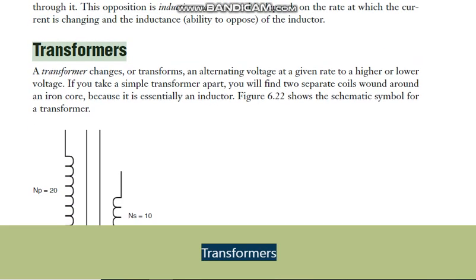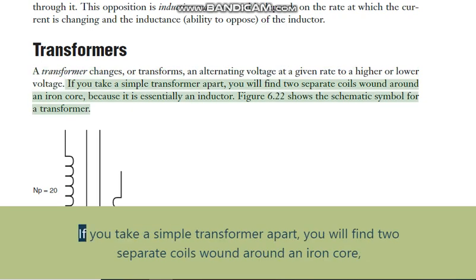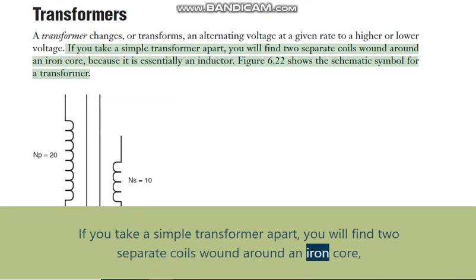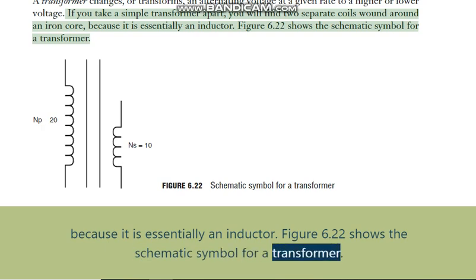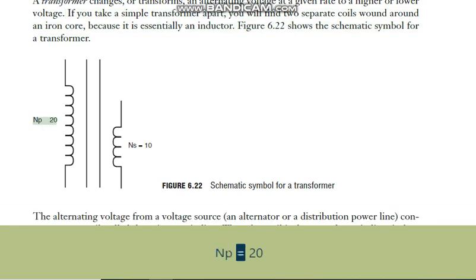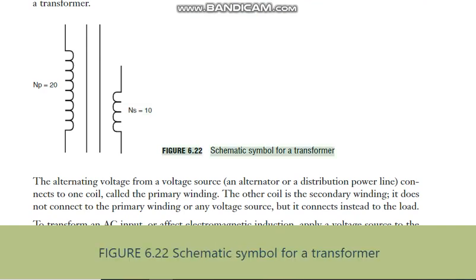Transformers. A transformer changes, or transforms, an alternating voltage at a given rate to a higher or lower voltage. If you take a simple transformer apart, you will find two separate coils wound around an iron core, because it is essentially an inductor. Figure 6.22 shows the schematic symbol for a transformer. NP equals 20. NS equals 10.